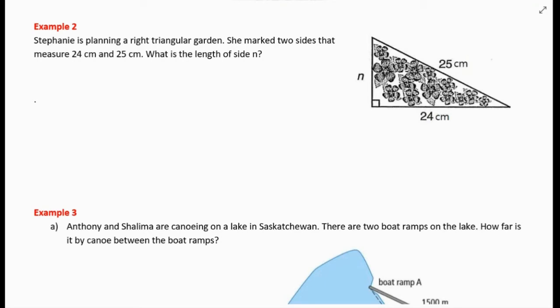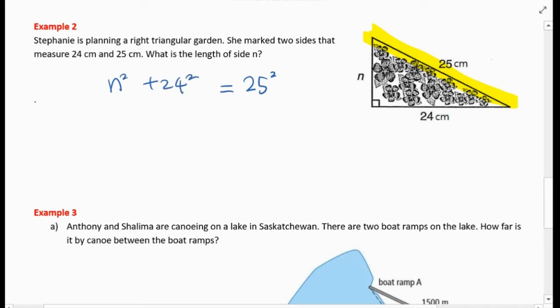Alright, before we solve, we have to think about what the hypotenuse is. What is the hypotenuse? So hypotenuse is always the longest side facing the right angle. So 25. So this is the hypotenuse. And let's make an equation. 25 squared should be isolated because it's a hypotenuse. Then n squared plus 24 squared.